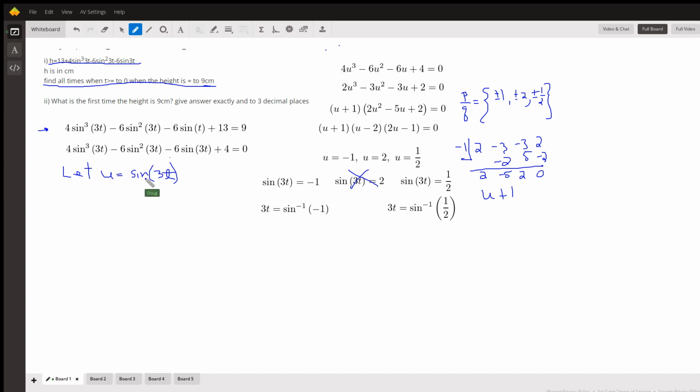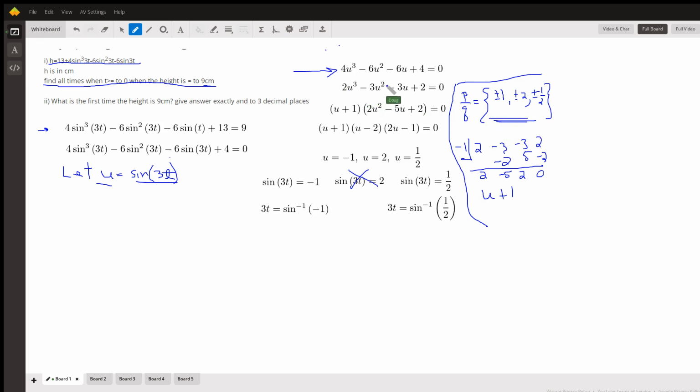of 3t. So if we let u equal the sine of 3t, we end up with this cubic equation. And I can make the numbers smaller by dividing every term by 2, which I did. And then I realized that maybe I can use the rational root theorem to find out rational values of u that make this equation true. By the rational root theorem, these are the numbers to check.